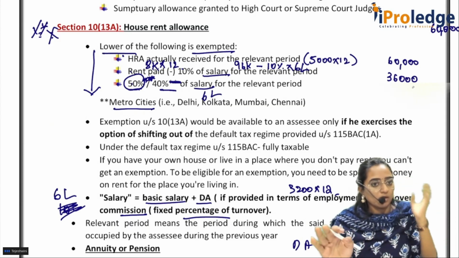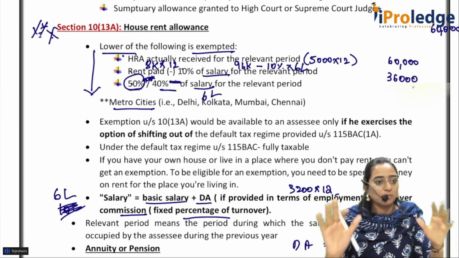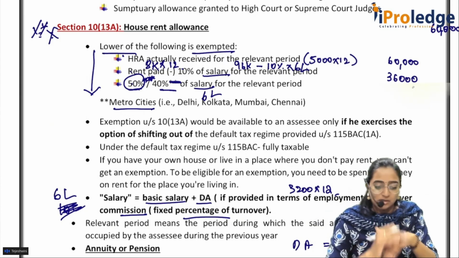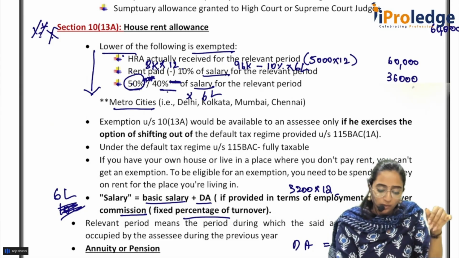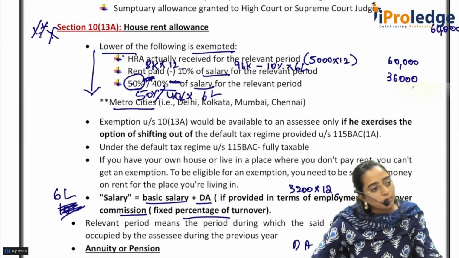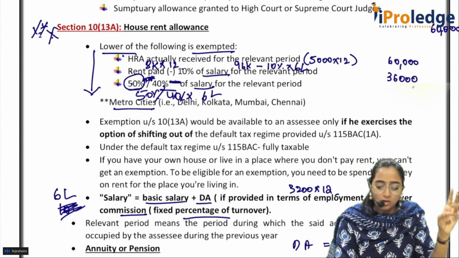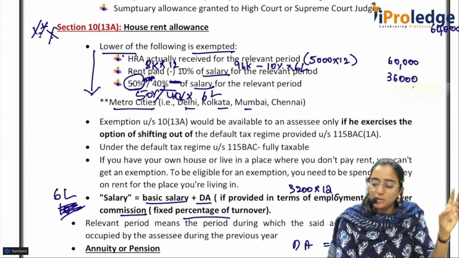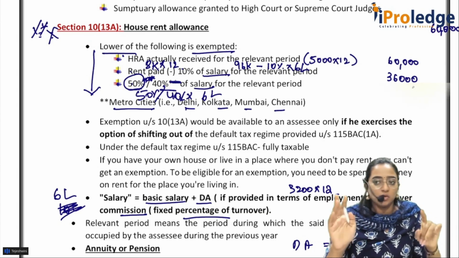Entire HRA: basic plus DA in terms, plus turnover commission, fixed percentage of turnover. Salary is already defined. You can multiply it by 40% or 50% depending on which city that employee is staying in. If that employee is staying in metro cities: Delhi, Mumbai, Chennai, Kolkata. Bangalore is not covered as a metro city for the purpose of the definition in HRA.